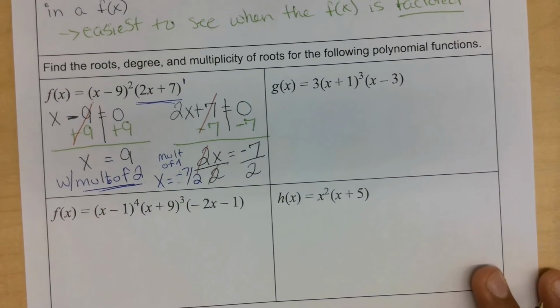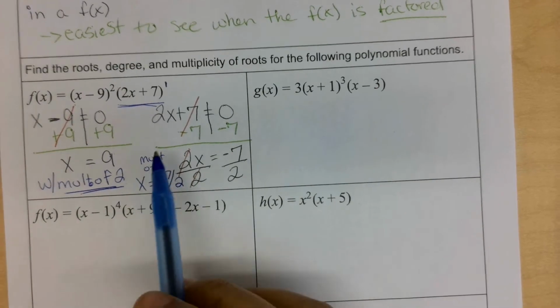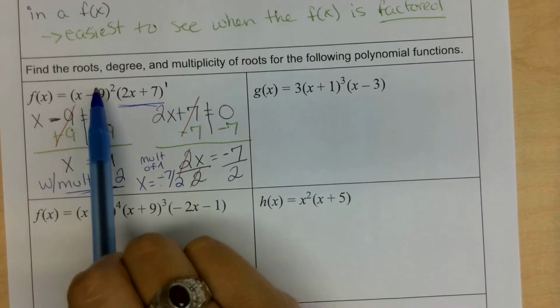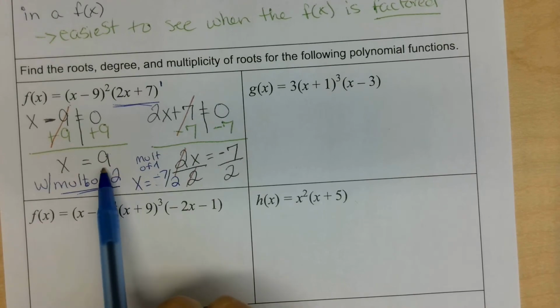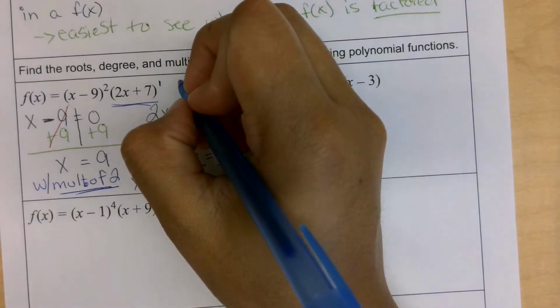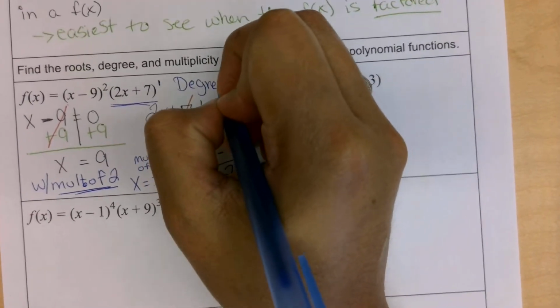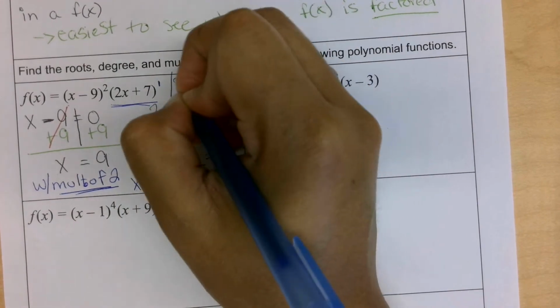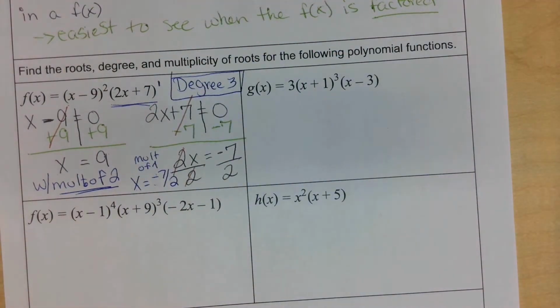So let's go ahead and try another example. Oh, real quick. If we multiply this out, we have 2 here and 1 here, so our degree is 3. The degree of this function is 3. All right, let's go ahead and try another one.